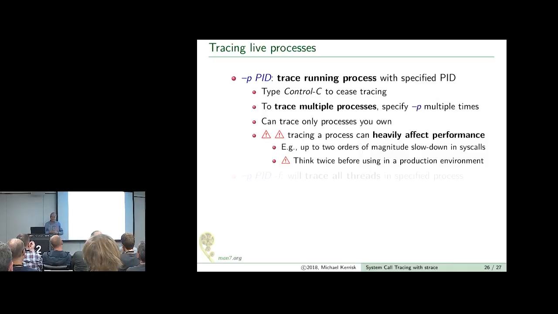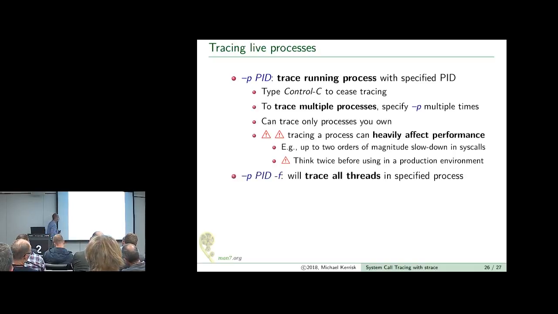Generally, you can only trace the processes you own unless you're a privileged user. When you do this, you can really heavily impact the performance of your application, because every system call results in 2 stop-starts. So two orders of magnitude slowdown in system calls is probably what you can expect. So think twice before you do it in a production environment. If you use strace -p -f, then you can trace all the threads in a multi-threaded process.